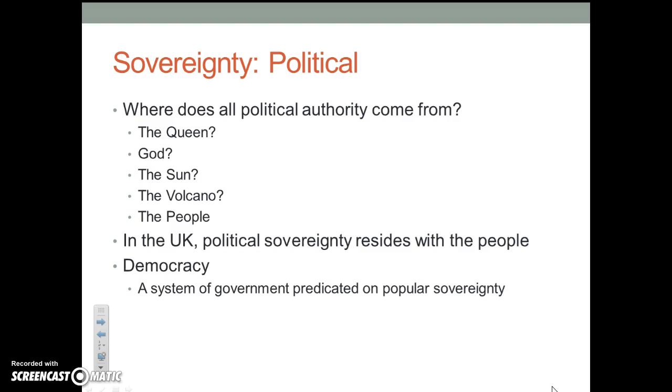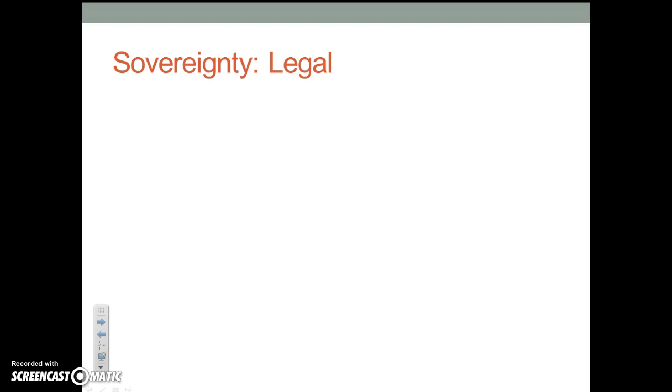It is the people. And if people represent the political sovereigns, if all political authority flows from the people, then you are looking at a democracy. So, in the UK, the people are the political sovereigns.